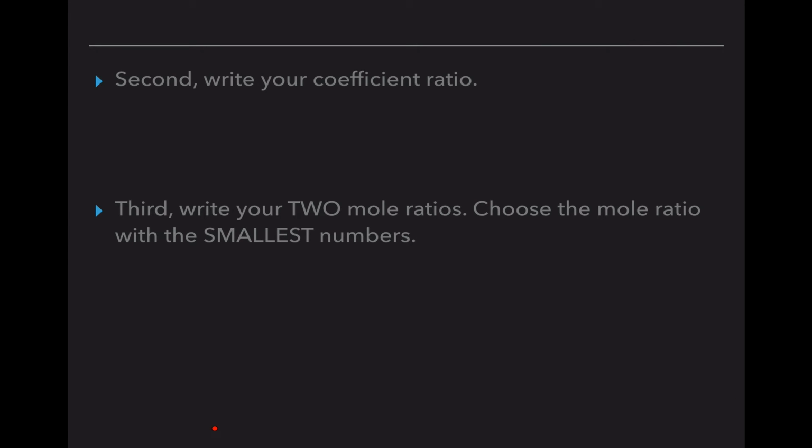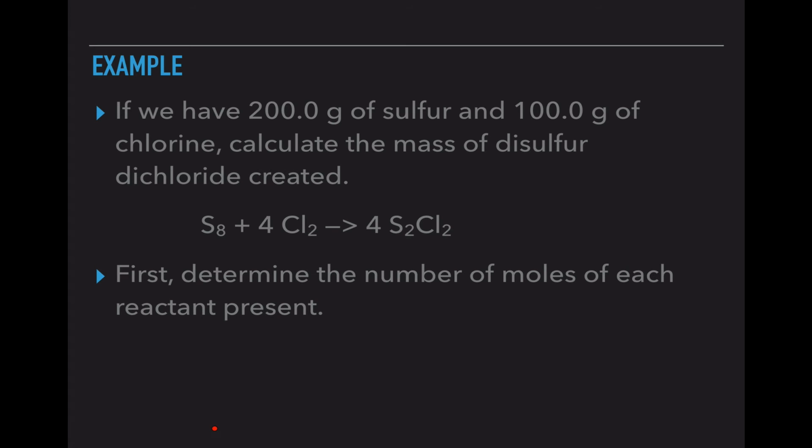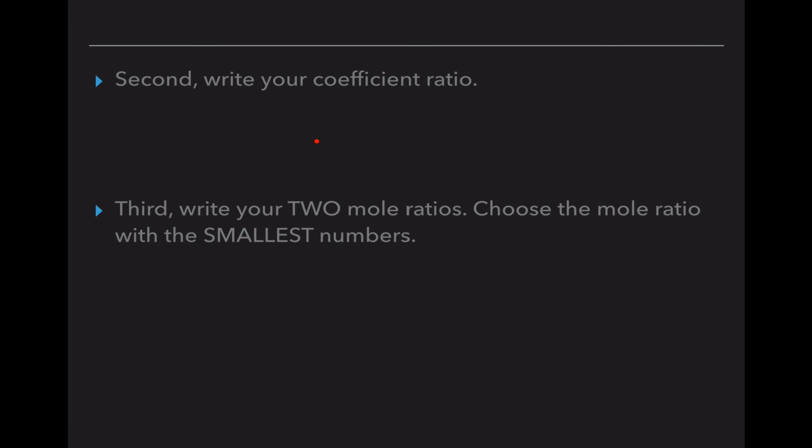Now we have to write our coefficient ratio. So I'm going to go back to the previous slide just to take a look at what the chemical formula is, because that's going to be helpful for us. So the coefficient in front of S8 is 1, in front of Cl2 is 4, and in front of S2Cl2 is 4. So my coefficient ratio is 1, 4, 4.